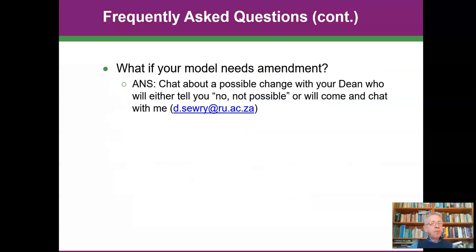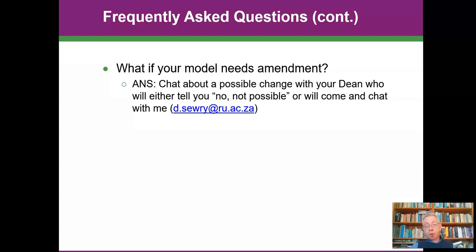Fourthly, what if your model needs amendment? For example, you're not running as many tutorials per week as you thought, or the time taken is more than the model has included. In this case, you must chat about a possible change with your dean, who will either tell you, no, I'm afraid it's not possible, or will come and chat with me and I will change the model. So what might constitute a valid change to your model?